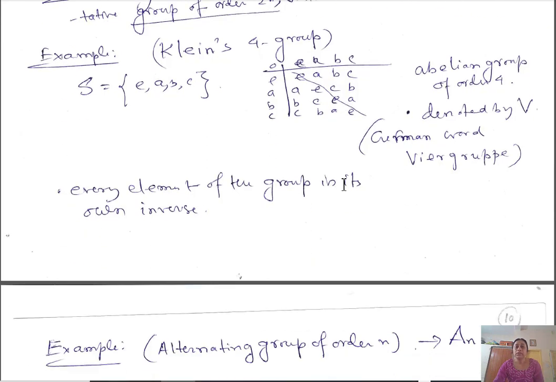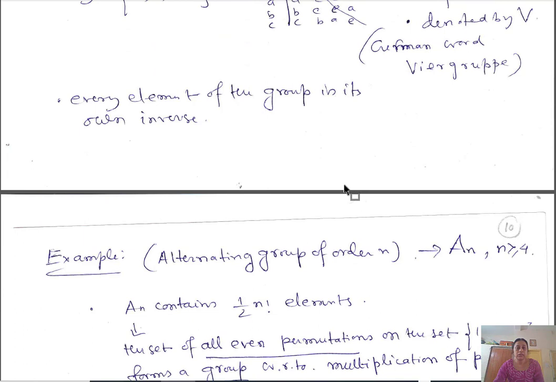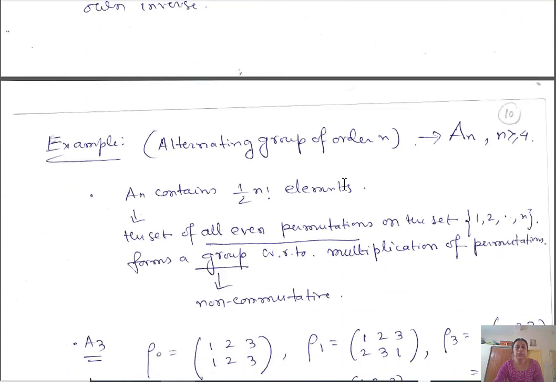Now we will introduce today the alternating group of order n. If you consider the set 1, 2, etc. n, how many permutations can we get? Total factorial n permutations. Now if you consider only the even permutations, all even permutations form a non-commutative group with respect to multiplication of permutation. What is an even permutation, what is an odd permutation, we are going to discuss today.